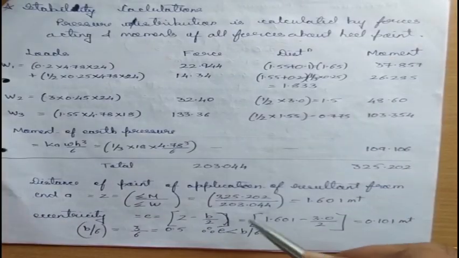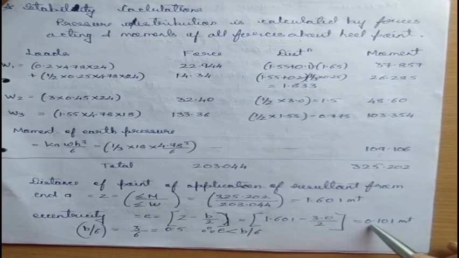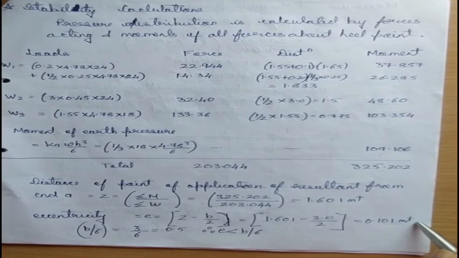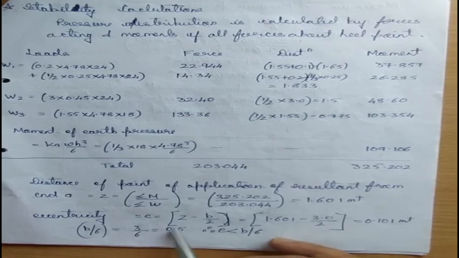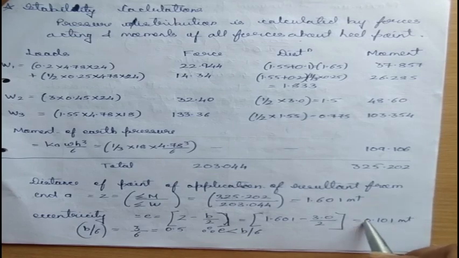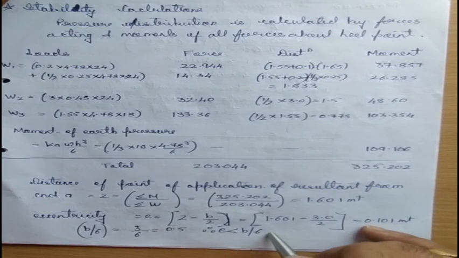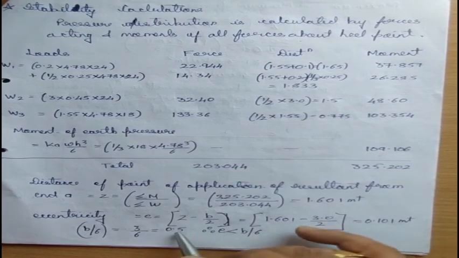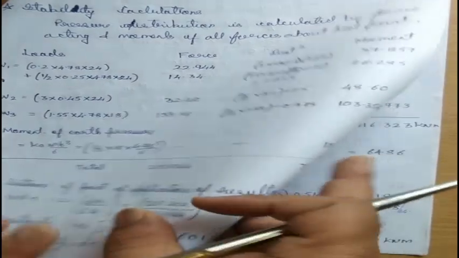So let us see. So substituting 3 by 2, so 0.101. Now let us see B by 6, width by 6. So 3 by 6 is 0.5. So what is happening here? Our E value is 0.101, and the comparison is with B by 6, which is 0.5. So obviously this is less. So E is less than B by 6. So 0.101 is less than 0.5. Hence the eccentricity is less than B by 6.